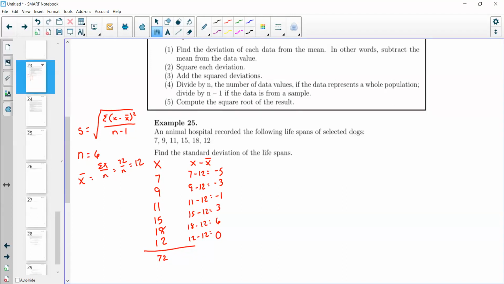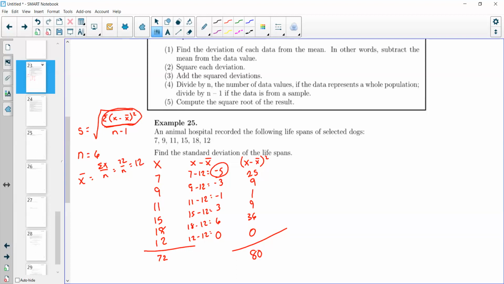But what I need is x minus x bar squared. So my next column, x minus x bar squared. So I take these results here and just square them. -5 squared is 25. -3 squared is 9. -1 squared is 1. 3 squared is 9. 6 squared is 36. And 0 squared is 0. And then I need the sum of them. So I add them up. 34, 35, 44, 50, 80. So that is my sum. That is the top part of this fraction here.